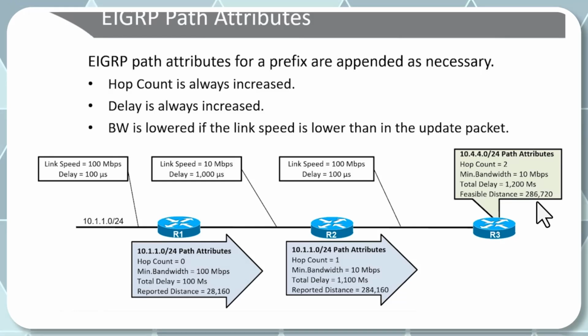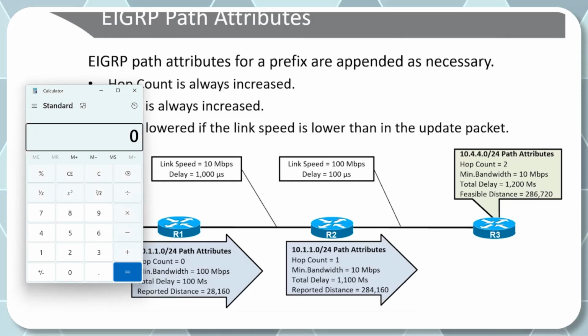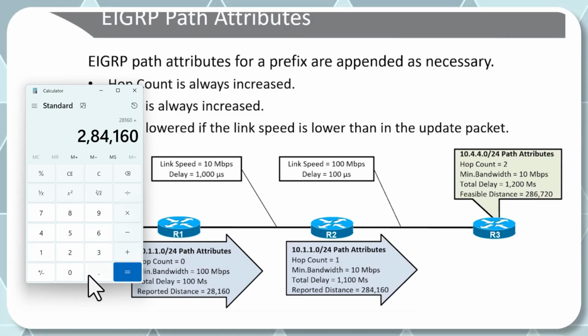Now how will we get the feasible distance? As you can see, 28160 and 284160 have been added. How? If you use the calculator and let us do 28160 plus 284160, 284,160 is equal to, some value has come here, as you can see.